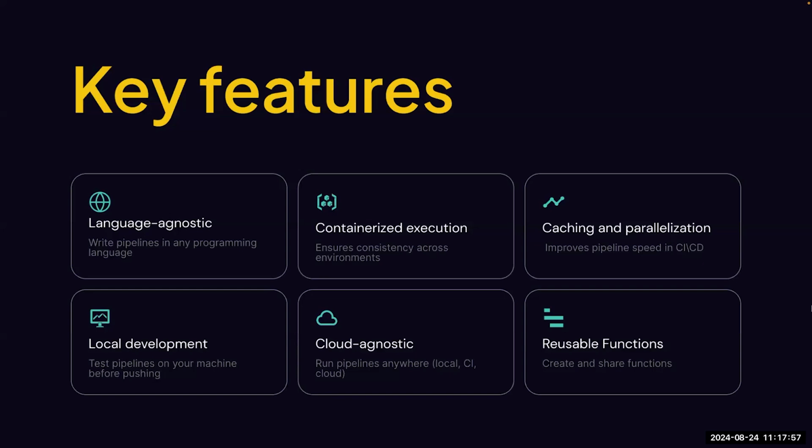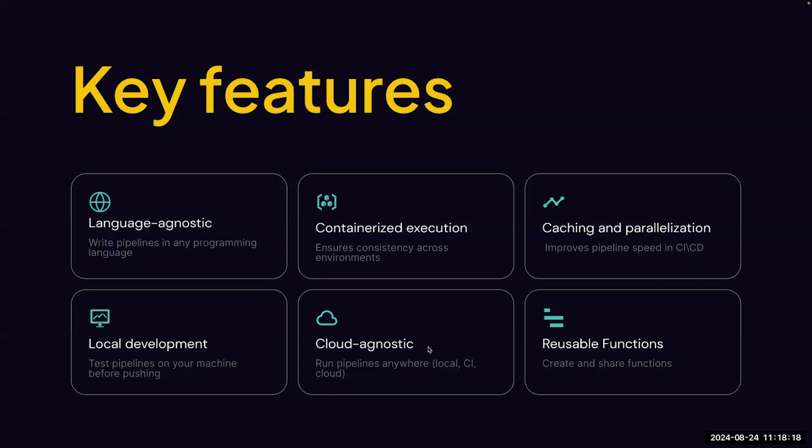The third one is caching and parallelization. As Vikram shared in the demo, even if you are running the pipeline locally, it caches the data locally. So if you run the pipeline again, it will produce the output faster because it is caching the data.